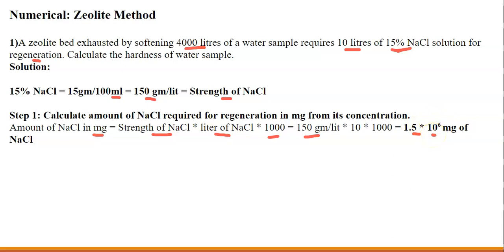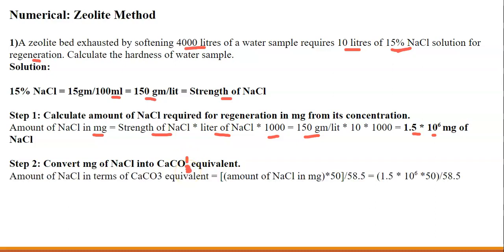The second step is to convert this amount of NaCl in mg into the unit of hardness. So it is in mg, we have to convert it into mg of calcium carbonate equivalent. So how we are going to do this? So we have seen how we can convert the amount of any salt into hardness, that is in terms of mg of calcium carbonate equivalent in the previous sessions.